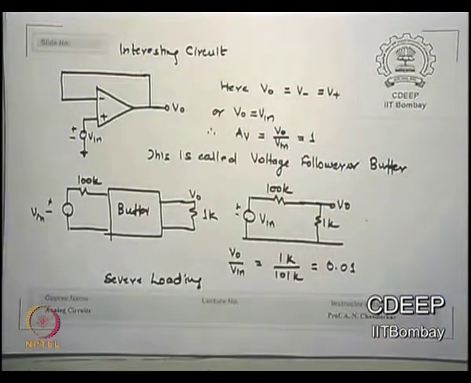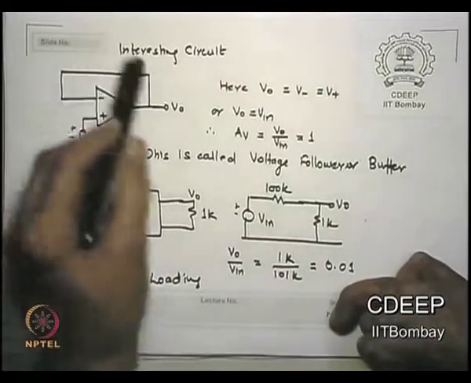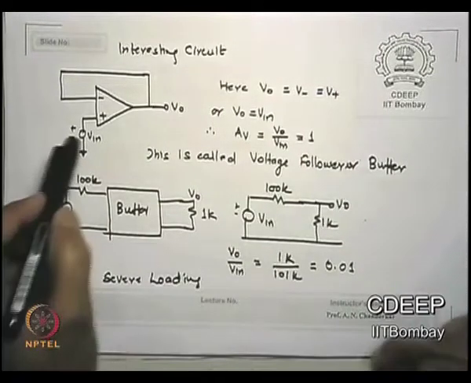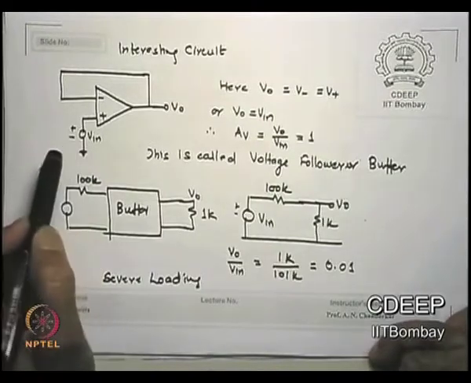A last circuit, there is a non-inverting amplifier with R1 not present and R2 also not present, okay. I am connecting V minus to the output, okay, there is no R1, there is no R2, I am just connecting V minus to the output and then apply input at the V plus terminal, okay.